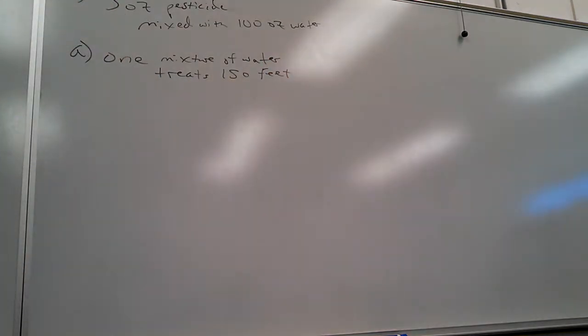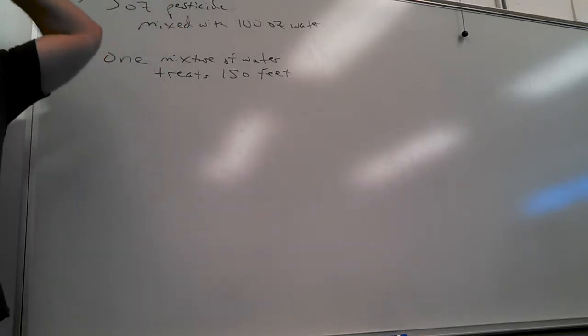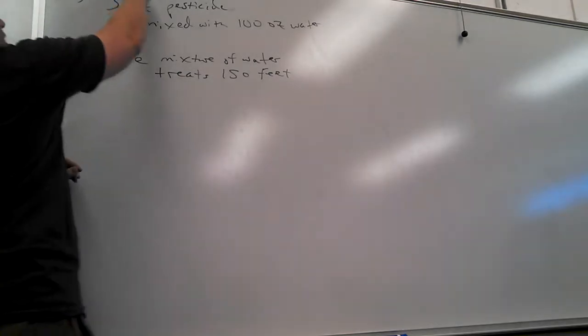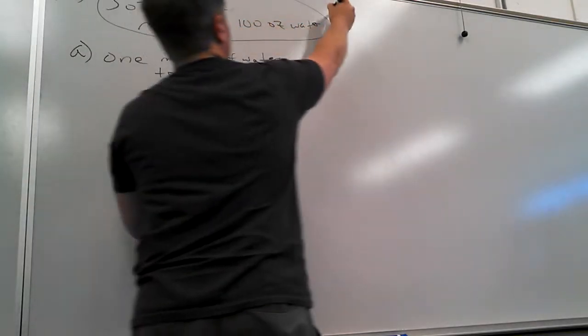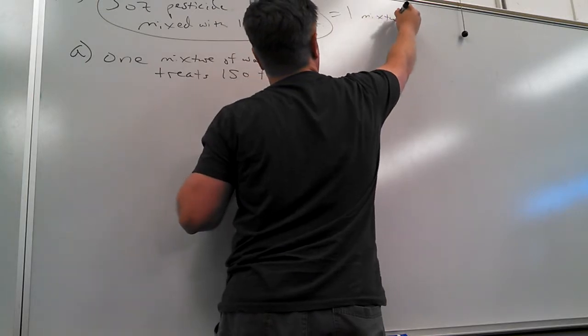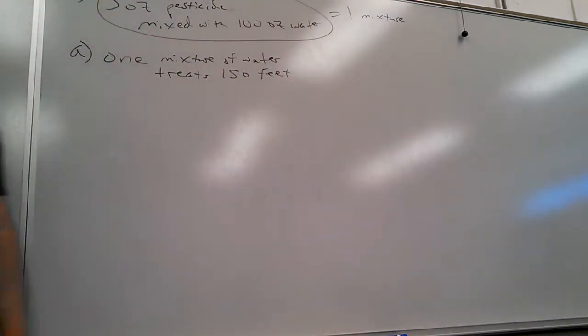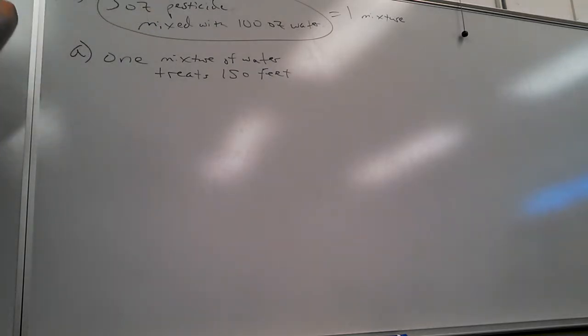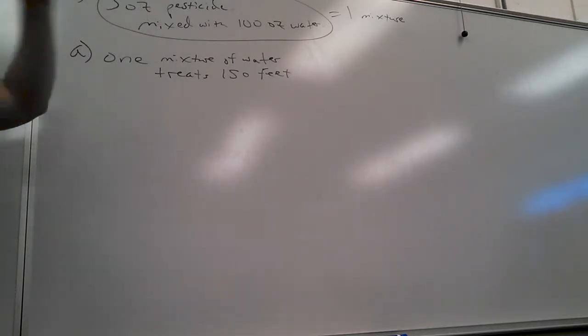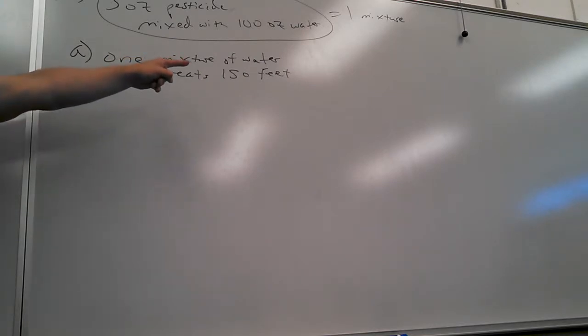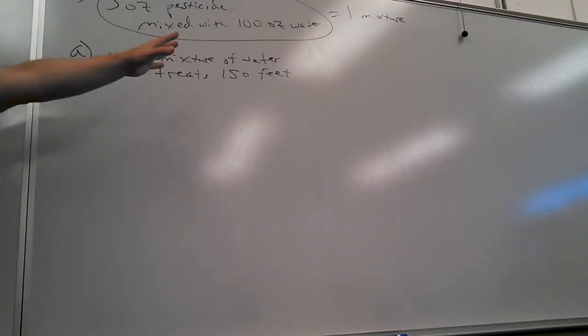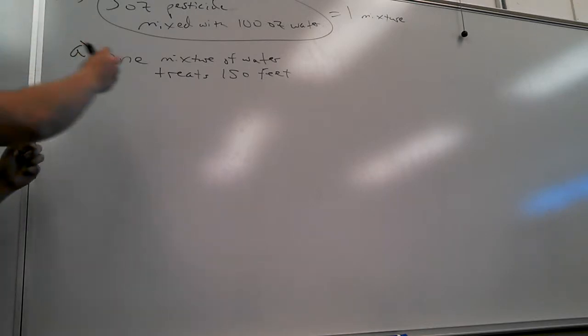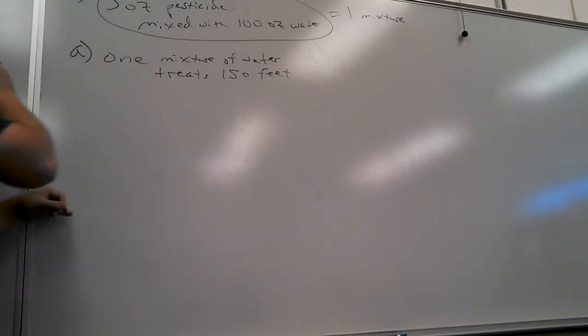Now this is difficult. Maybe I made too big of a step here. The reason this is difficult is because there's several ratios. You with me? But notice, this whole mess here is one mixture. To make one mixture, I take 3 ounces of pesticide and 100 ounces of water. That's one mixture. One of those mixtures can treat 150 feet. So how do I set up that ratio? 3 over 100. Okay, so let's see.